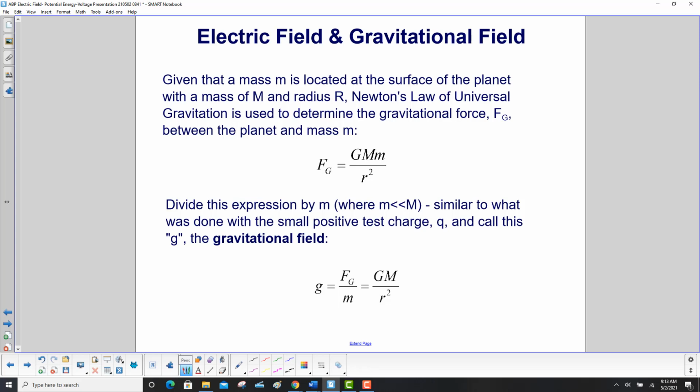Let's relate the electric field to the gravitational field now. Given a mass, little m, located at the surface of a planet with a mass of large M and radius r, Newton's law of universal gravitation is used to determine the gravitational force between the planet and the little mass m. This looks somewhat familiar, right? Just like Coulomb's law, except with a big G instead of k, and it has masses instead of charges. So we're going to divide this expression by little m, where little m is much smaller than big M, similar to what was done with the small positive test charge q. And we'll call this g the gravitational field.